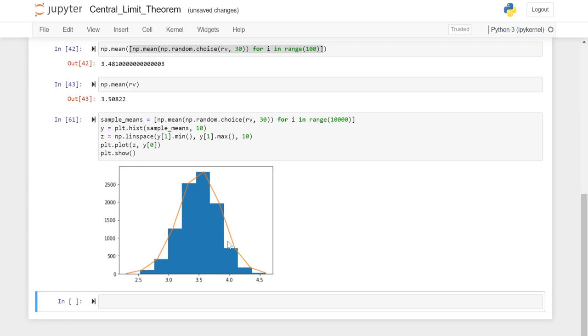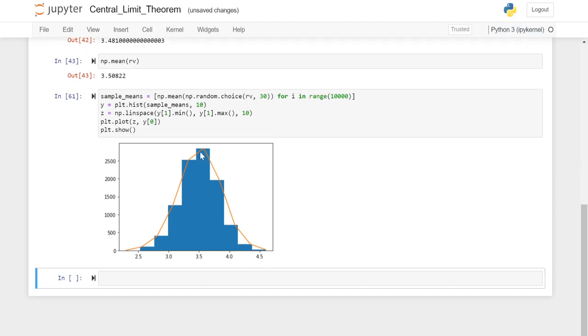Now, what we conclude here is all about distribution. As was discussed earlier, most of the sample means happen to be 3.5 or very close to 3.5. Hence, the bar here has this sort of height, right? The height of the bar near 3.5 is more than the other bars.